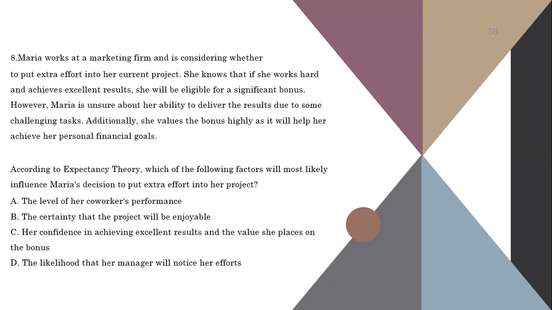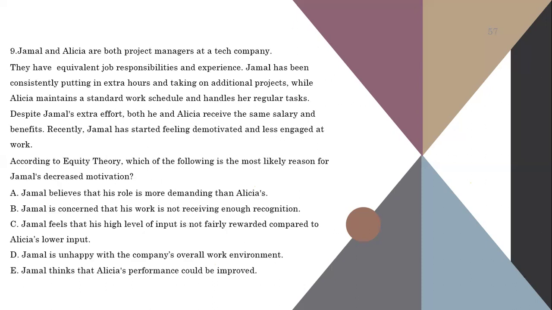According to expectancy theory, which of the following factors will most likely influence Maria's decision to put extra effort into her project? A, the level of her co-workers' performance. B, the certainty that the project will be enjoyable. C, her confidence in achieving excellent results and the value she places on the bonus. D, the likelihood that her manager will notice her efforts. The answer is C. 9. Jamal and Alicia are both project managers at a tech company.